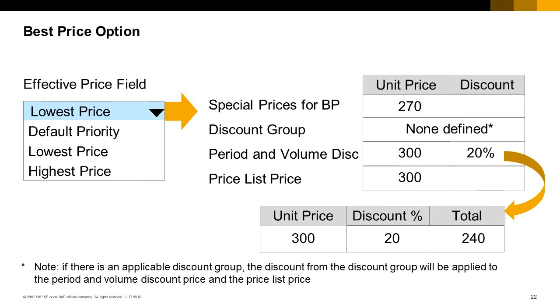The effective price field defaults to default priority, but you can switch it to lowest price. Be aware that if there is an applicable discount group defined, the discount from the discount group will be applied to the period and volume discount price and the price list price. For more information on how the lowest/highest price works with discount groups, see the notes in the online help documentation for the Business Partner Master Data, Payment tab. You may also wish to do price testing in your system to better understand this feature.